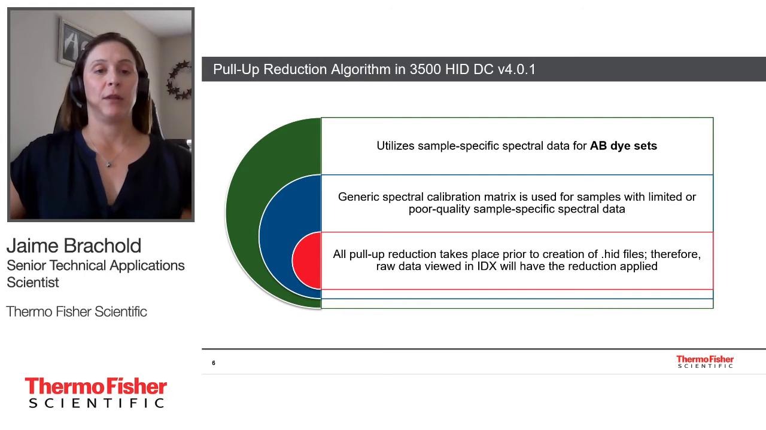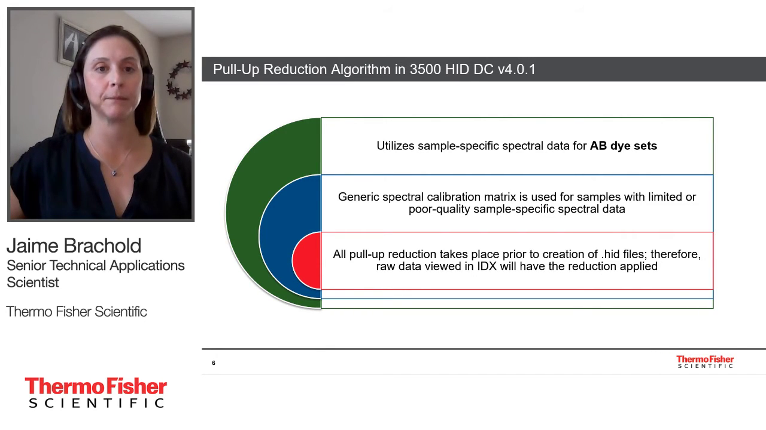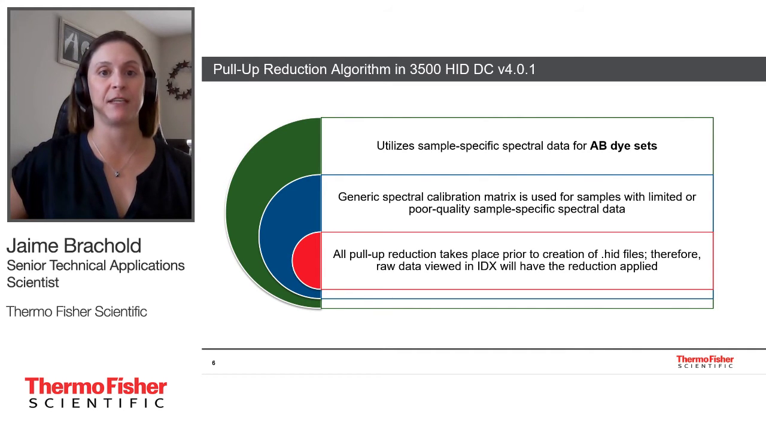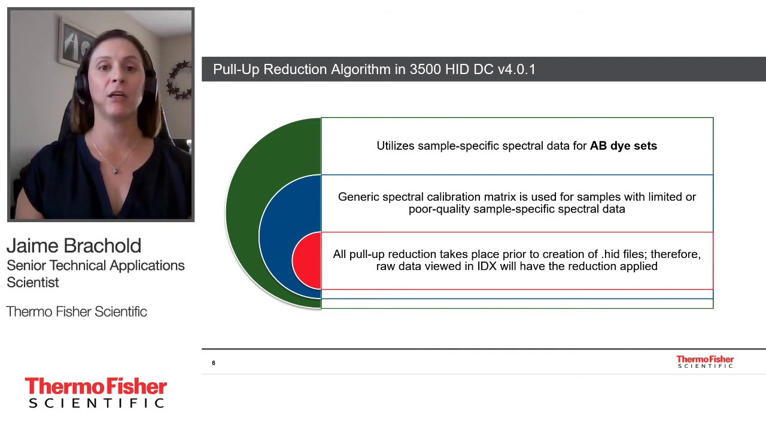So what does the pull-up reduction algorithm do on the 3500 in particular? This is pull-up reduction on the 3500 data collection version 4.0.1. What the algorithm does is it allows the software to use sample-specific spectral data for AB dye sets. That's chemistry using G5, J6, or J6T. So rather than using a matrix for deconvolution based on the manual spectral that was run, that pure dye spectral, the algorithm uses data from the samples themselves. So it's a more accurate deconvolution for those samples.